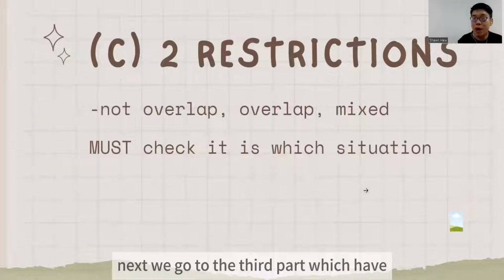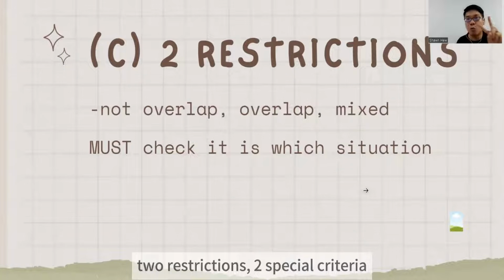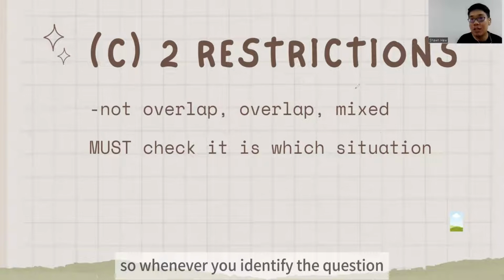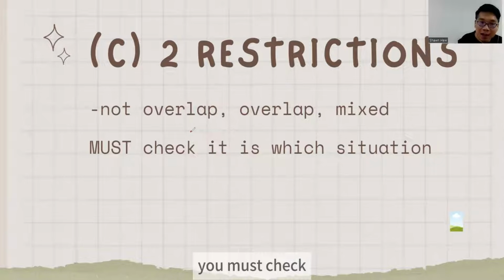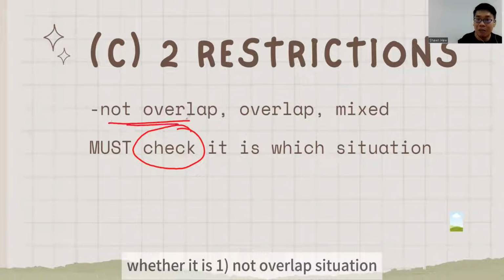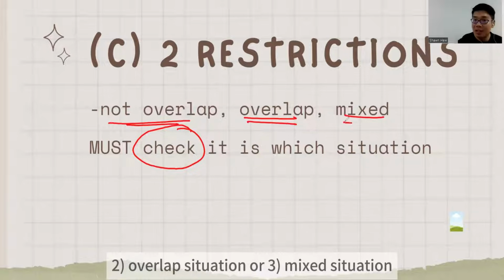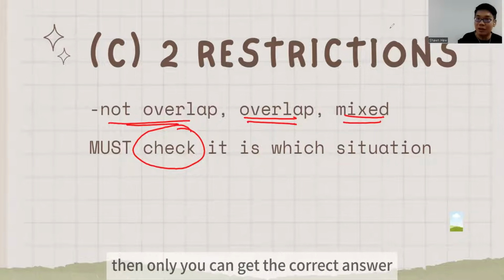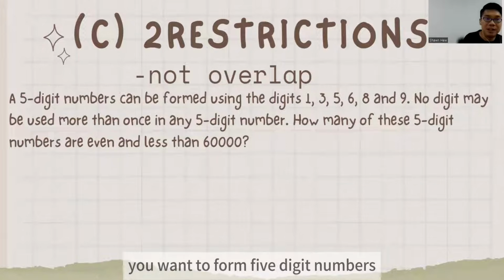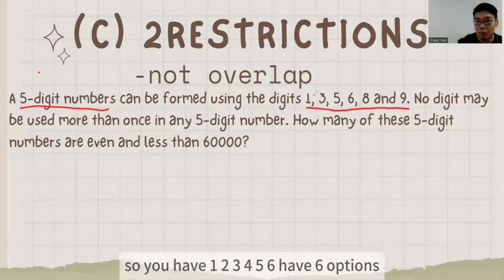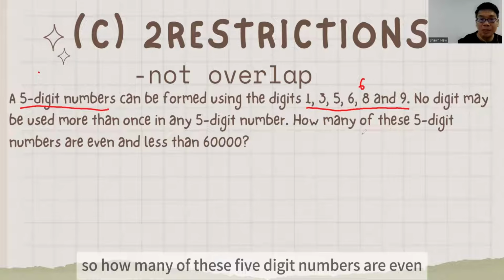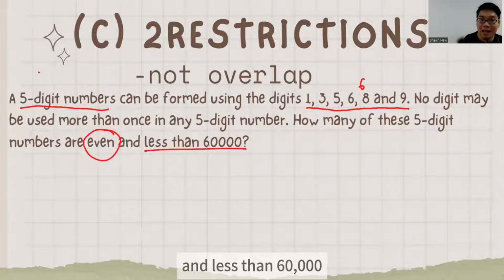Next, we go to the third part, which has 2 restrictions, 2 special criteria. Whenever you identify the question is a 2-restriction situation, make sure you check whether it is an overlap situation, non-overlap, or mixed situation. Then only you can get the correct answer. We see this question. It says you want to form 5-digit numbers by using 1, 3, 5, 6, 8, and 9. So you have 6 options. How many of these 5-digit numbers are even and less than 60,000?